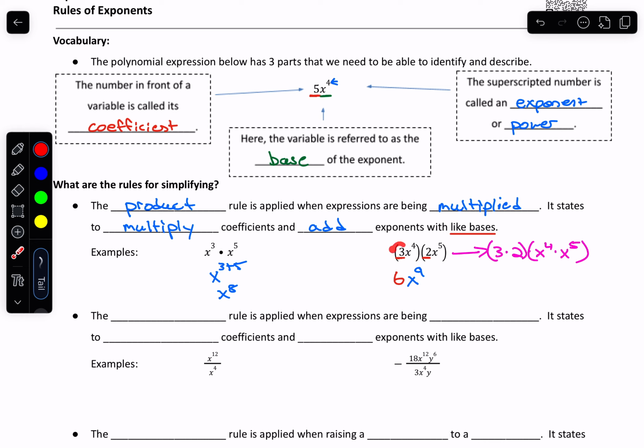So instead of doing the 3 here and the 2 over here, I can actually just put the 3 and 2 next to each other. And then I can also put the bases next to each other and then just apply the product rule on those bases. So the reason this rule works so nicely is because we have the commutative and associative properties that allow us to regroup and rearrange the terms.